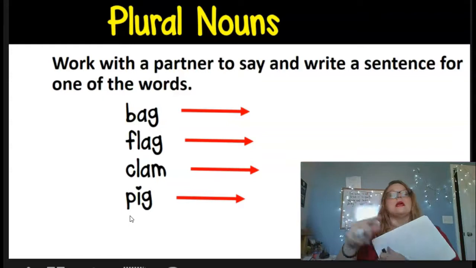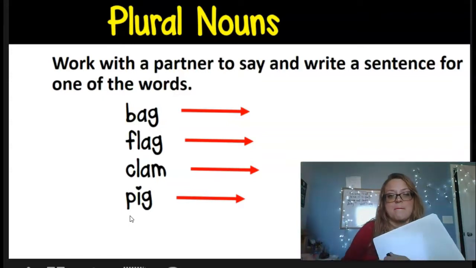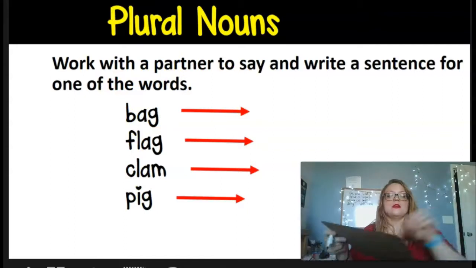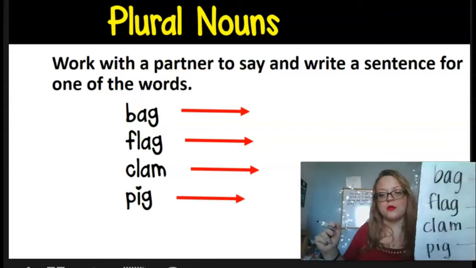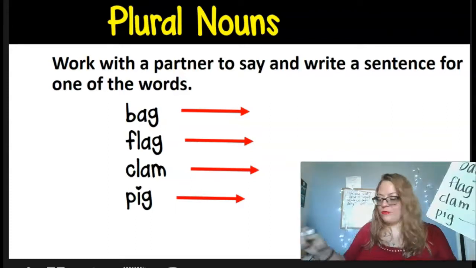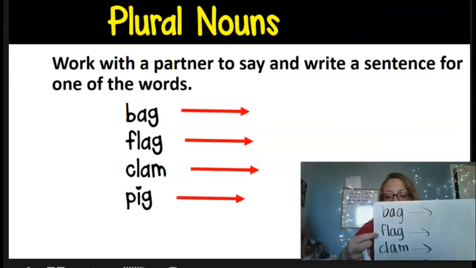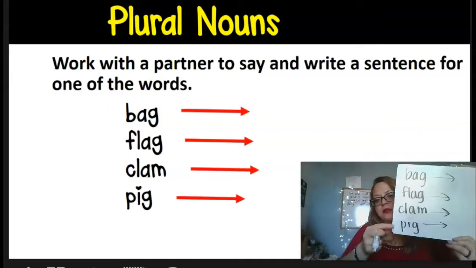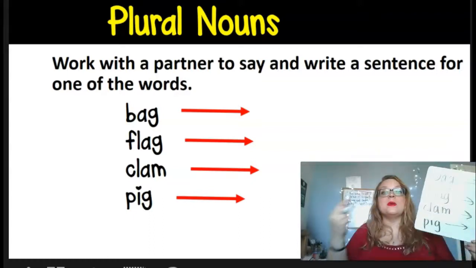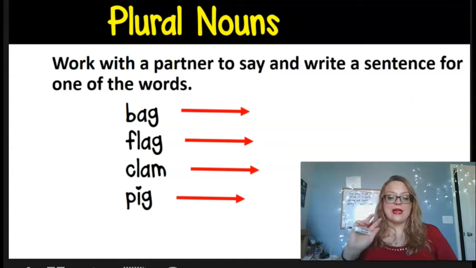So, what I want you to do is push pause, make your board look just like my screen right here. So you've got your four words and they've got arrows after them, okay? Okay, so now that you've made your board look like this, we need to make it plural, right? Because these are all just one thing. One bag, one flag, one clam, one pig. So we need to show that we have more than one. So if I have two, I have two what?